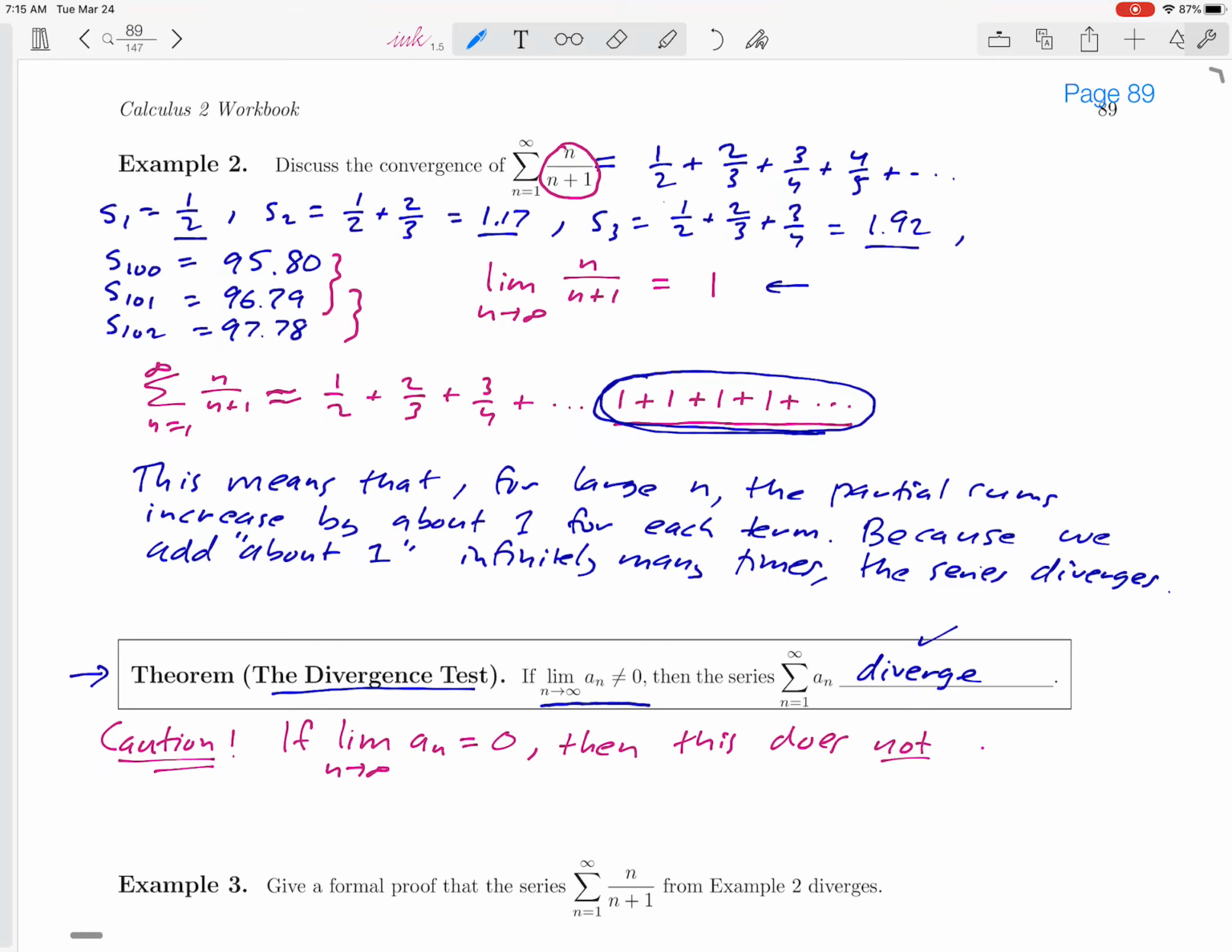So we would have to complete this statement by saying this does not guarantee that the series converges. It might converge or it might diverge. The point is we would need a different convergence test to determine whether or not it converges. So the divergence test only is useful to us if we take this limit and we get something that's not 0.